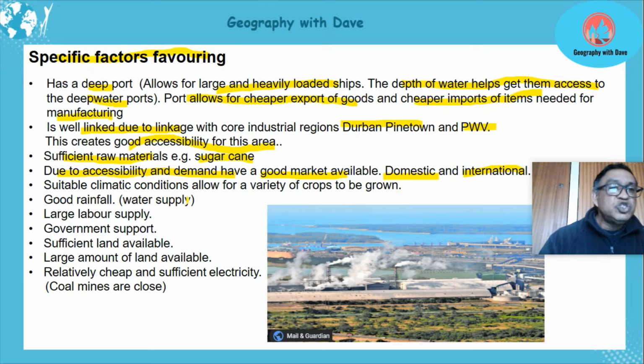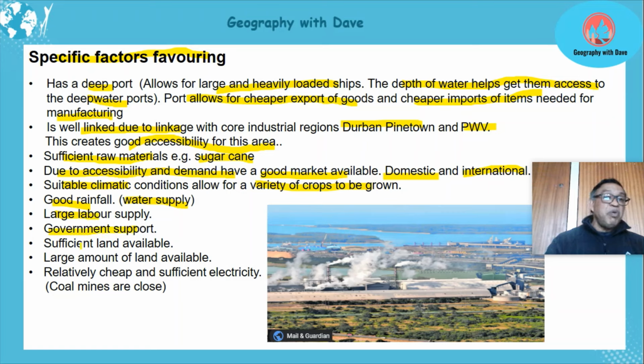Suitable climatic conditions. We're around that eastern part of South Africa, and when you learn climatic conditions, you know a variety of crops, etc., can be grown there. So we're not just sticking to one. We can create a variety of products based on the demand. Good rainfall in the area. You know the east. Good water supply. Large labor supply available.